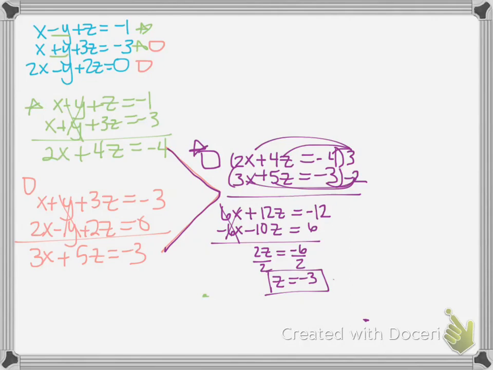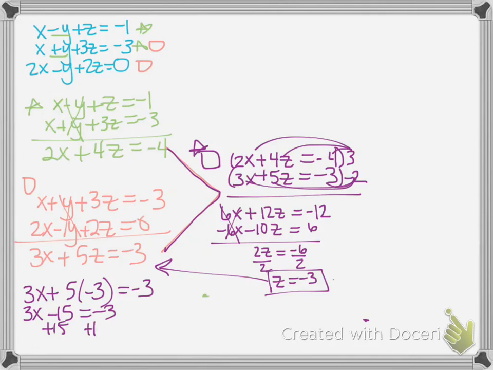So I'm going to look at my two-variable equations. We can plug it into this one. So I have 3x plus 5 times negative 3 is equal to negative 3. So 3x minus 15 is equal to negative 3. Add 15. 3x is equal to 12. Divide by 3. X is equal to 4.